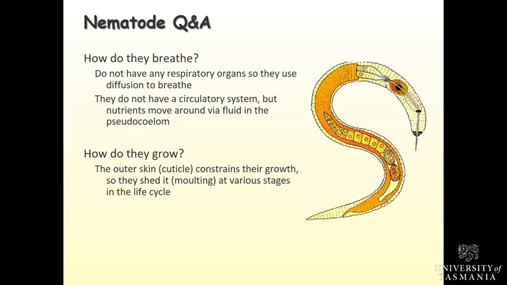How do they grow? The outer cuticle is fairly tough and fairly strong. So once they outgrow it, it's a bit like a snake. They kind of shed their skin and they molt and they produce a new version. So like many insects and other things, they will go through a series of molts as they go through different stages, from early juvenile stage to second and third stage, before they hit the adult stage.